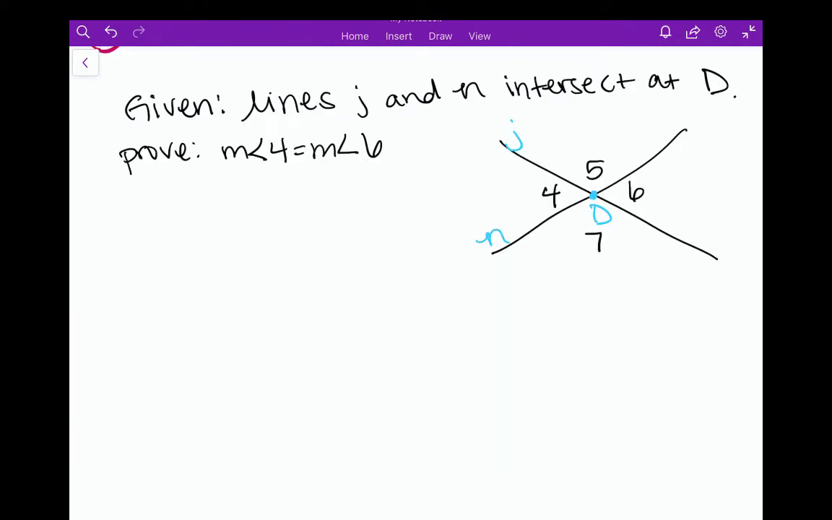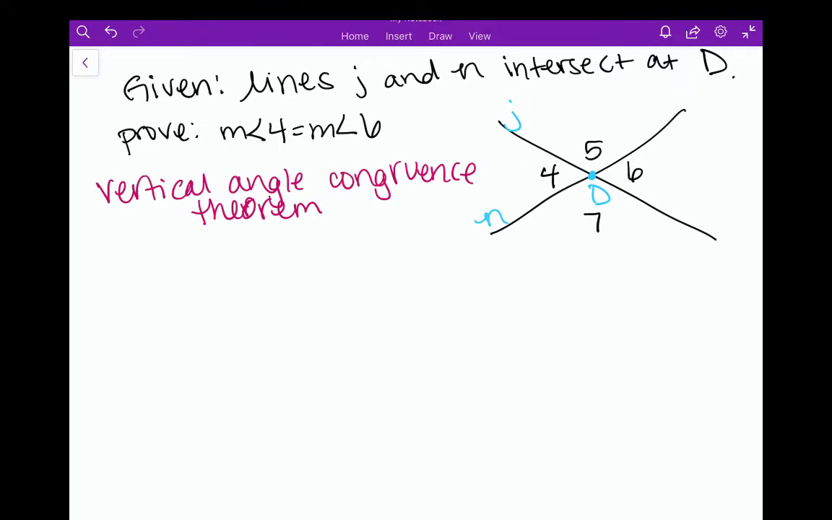Here we have given lines J and N intersect at D, which is a point. And I actually have this picture given. The reason being, if they're asking me to prove that measure of angle 4 is equal to measure of angle 6, I need to know what angles they're talking about. So that's why the diagram is given. So let's think through this. 4 and 6 are vertical angles. We're actually going to write the proof for vertical angle congruence. So we are going to do the vertical angle congruence theorem. That's what we are actually proving.